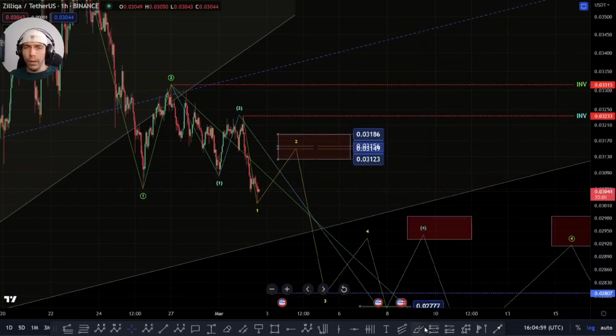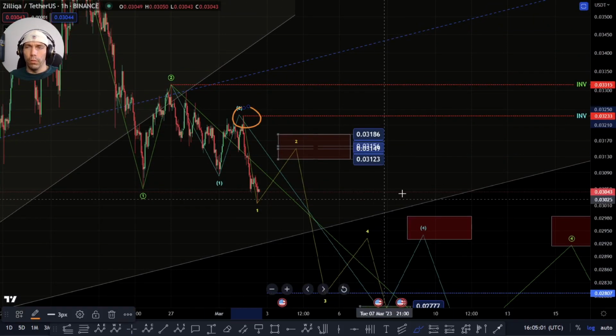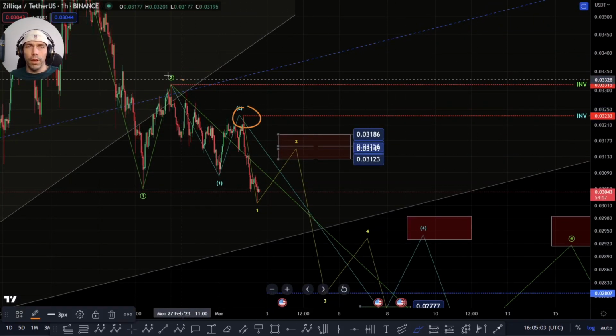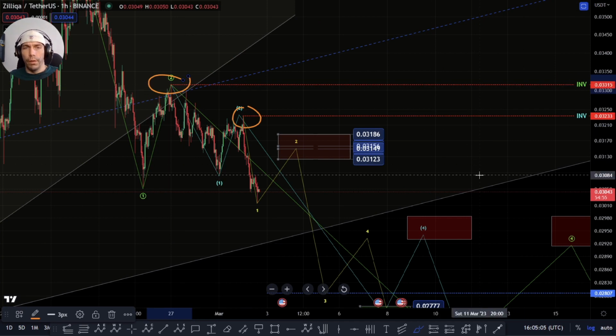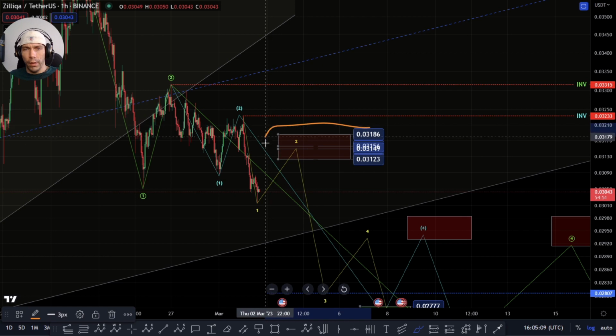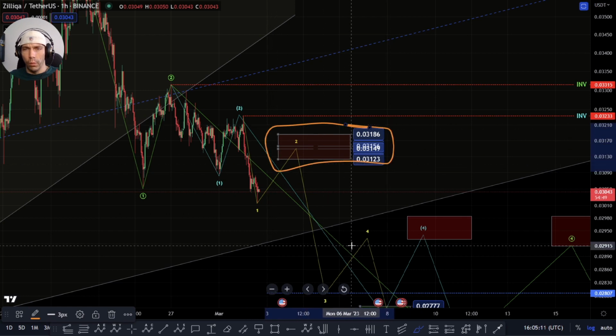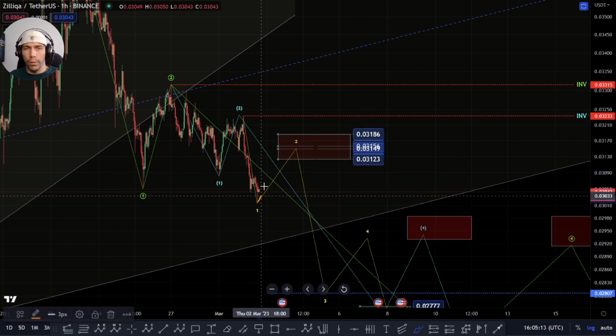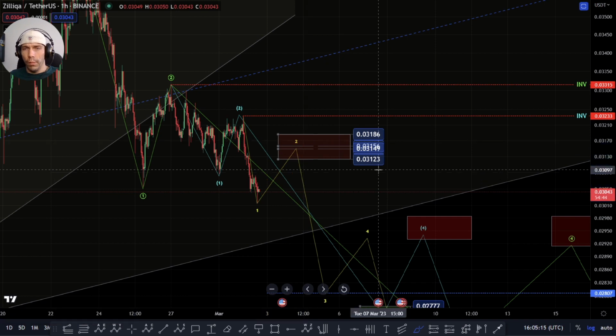So the key difference here is within this count, we shouldn't cross this 3233 and this 3315 again. As long as those zones hold, this will be our key area for resistance on the way up if we do start to move up here in a 3-wave structure. So keep an eye on this.